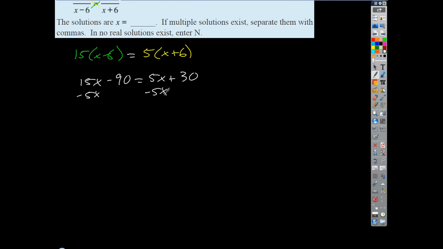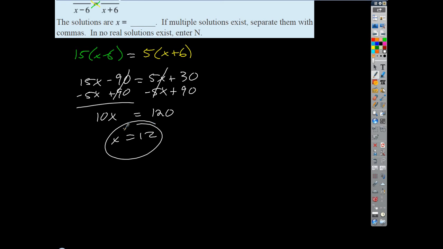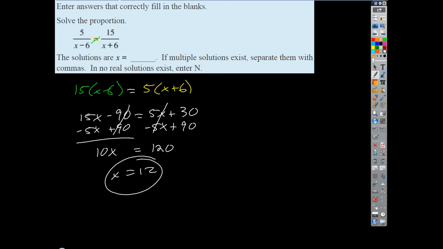We would get a positive number of x's, and we'll end up with a single x. At the same time, let's push the numbers the other way. So we end up with, on the left, 10x. On the right, we get 120, so dividing by 10, x equals 12. And of course, we could check that by just plugging it in. Okay?